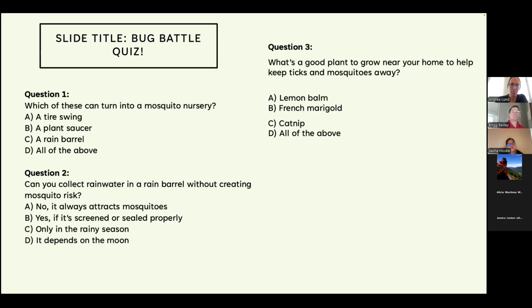And then the third one, what's a good plant you can grow near your home to keep the ticks and mosquitoes away? And the answer here is all of these. And there are probably so many other plants in the community specifically that we just don't know about, right? This is just a very common overlay. But like I said, talking with your elders, they might have some really good insights on that.